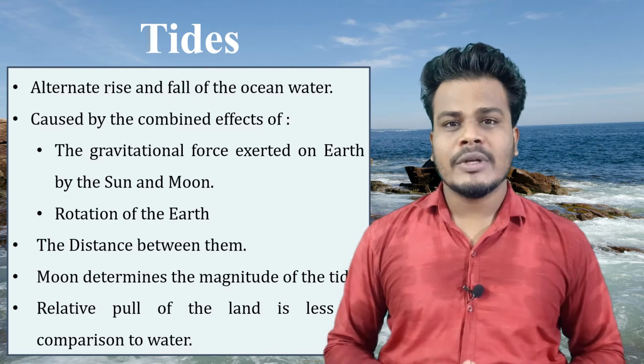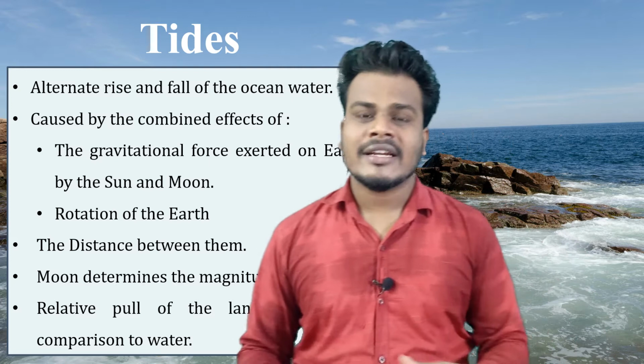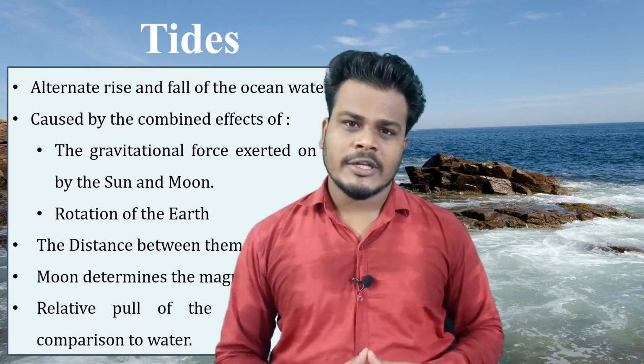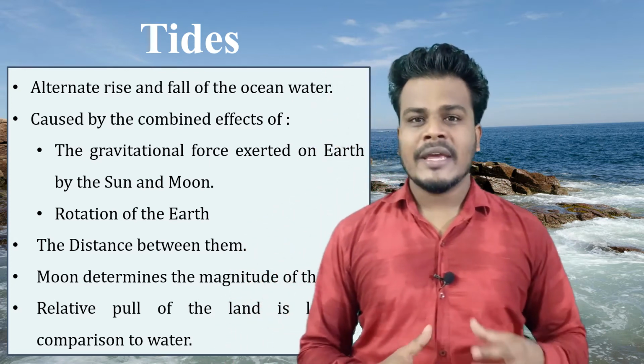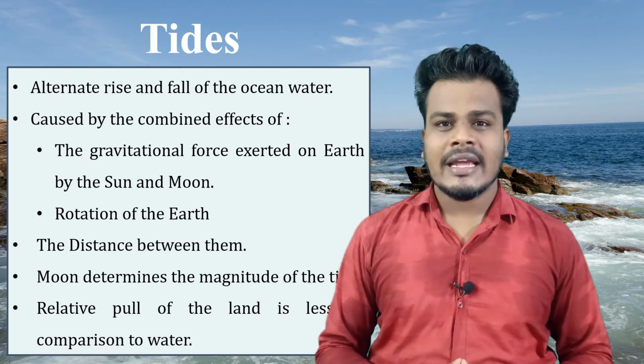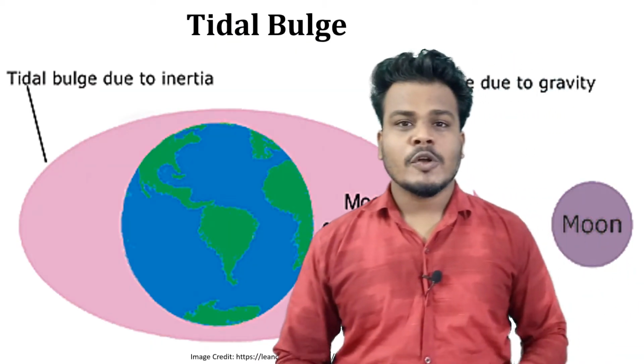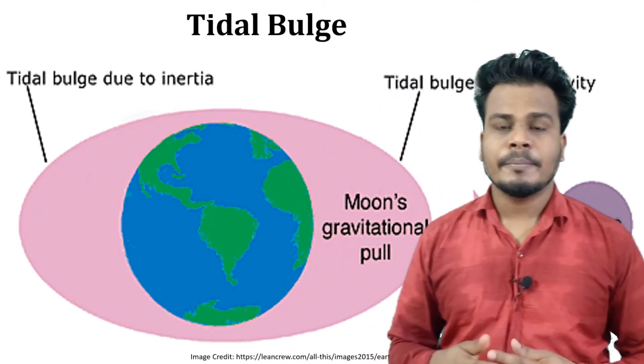When gravitational pull takes place, both land as well as water is attracted towards this celestial body. But water being in a liquid state, the relative pull on the water is high as compared to the land. When we study tides, we also have to discuss the tidal bulge.